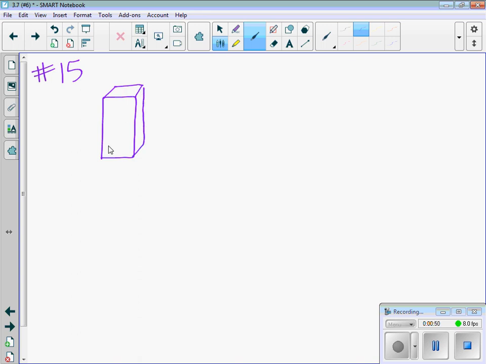Okay, so the base here is a square. So if we call that x, it would be like x by x, and then we would call this y here. Okay, and it tells you that you've got 1,200 for the box. So that it's a surface area, but we're not including the top. So the 1,200 would be your x squared plus 4xy's, right?